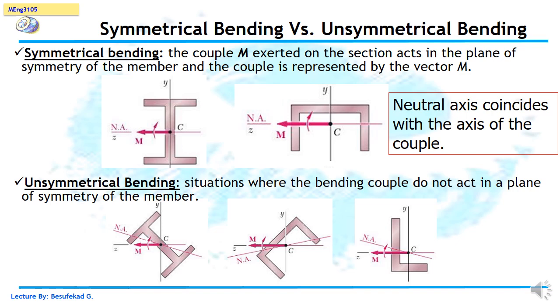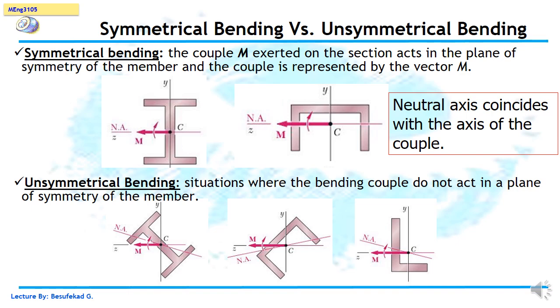So the first thing for symmetrical bending, the section by itself should be what? Symmetrical. And then the couple acting on it should act on what? On the plane of symmetry. If this is the situation, we call it symmetrical bending. Look at this figure.